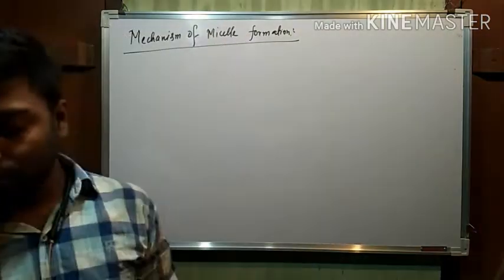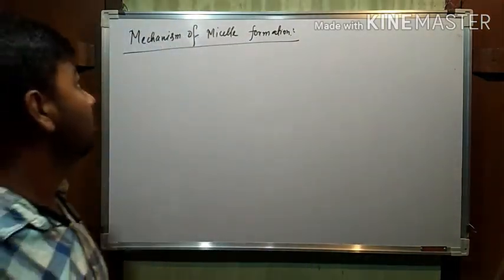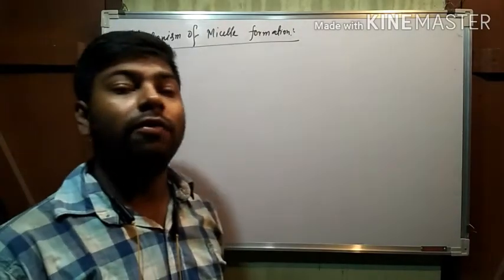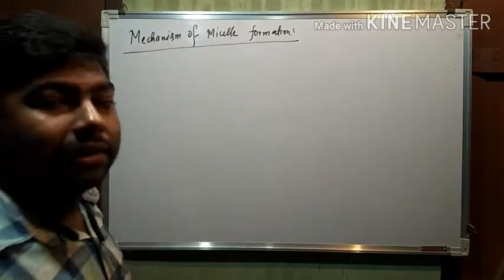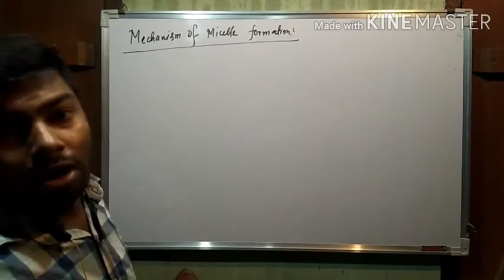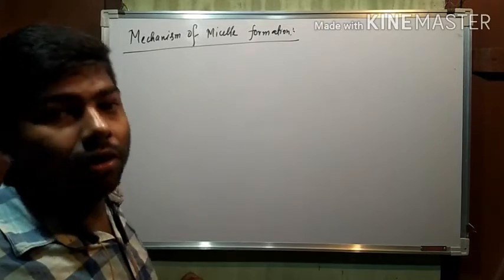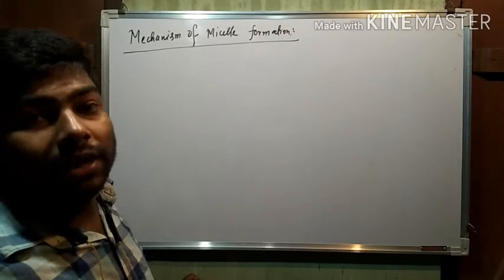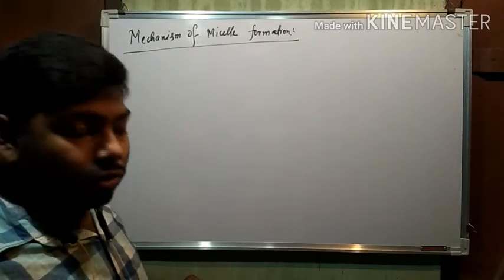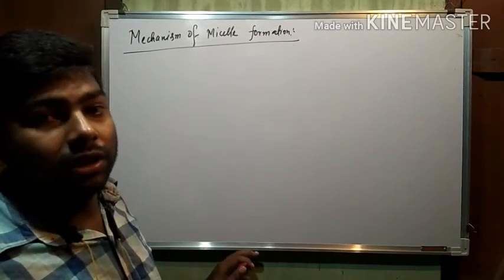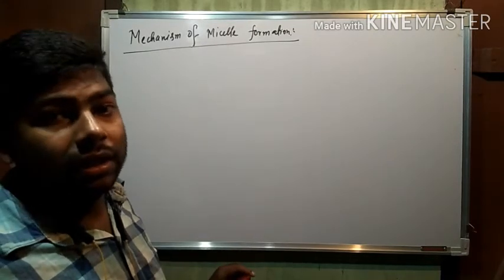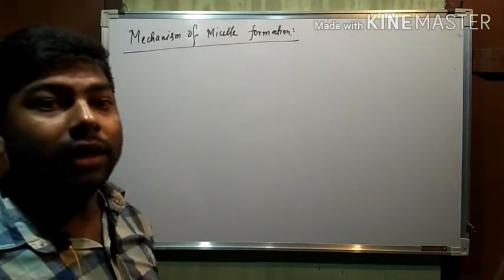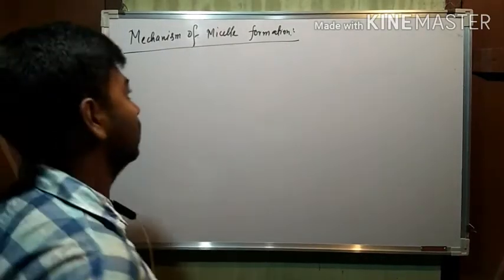Hello everyone. Today we are going to start our class with the first topic, the mechanism of micelle formation. As I said, a micelle is the aggregation of colloids, or you can say colloidal particles, at the critical micelle concentration. If the concentration is low, then it cannot be called a micelle, but at the CMC it is formed. Now see how.